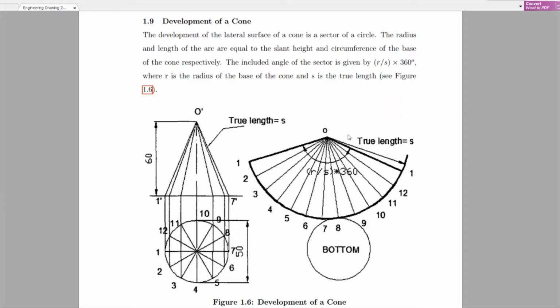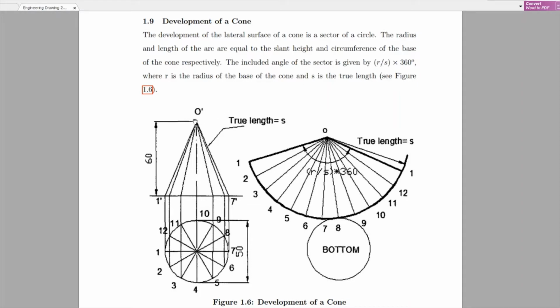The radius for that sector is equal to the length of the slanted edge of the cone. All right, then we can calculate the angle of the sector of the cone by the formula r divided by s times 360 degrees. All right, and the true length of the slanted edge is the s, whilst the r is the radius for the circle.